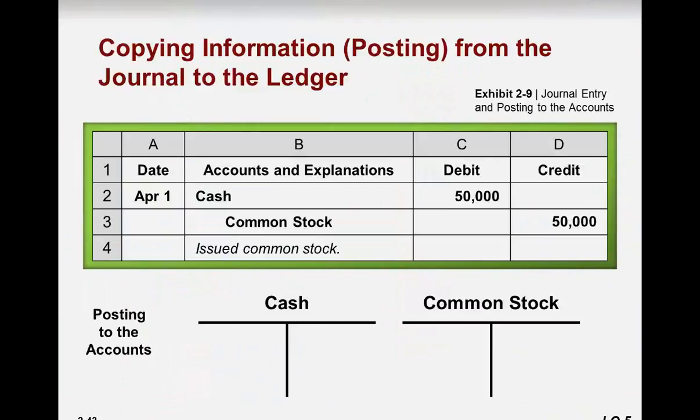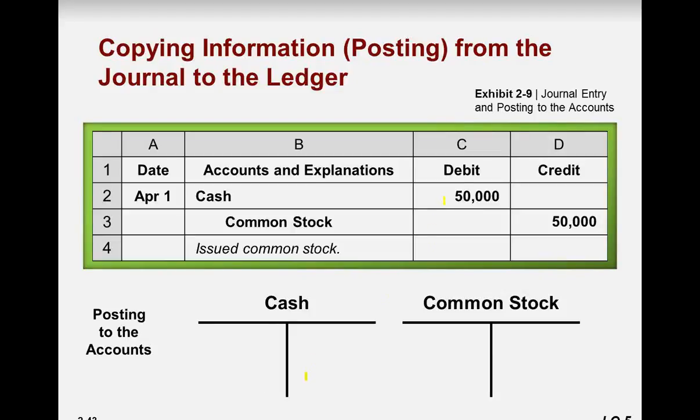After I've done my journal entry, I need to post or transfer my information from the chronological order of my journal entries to each individual account in my ledger, so that I can total that account up and have the amount to go on my financial statements. So right back to where you started in Chapter 1.